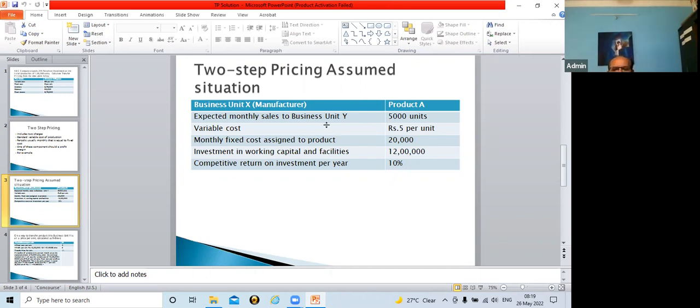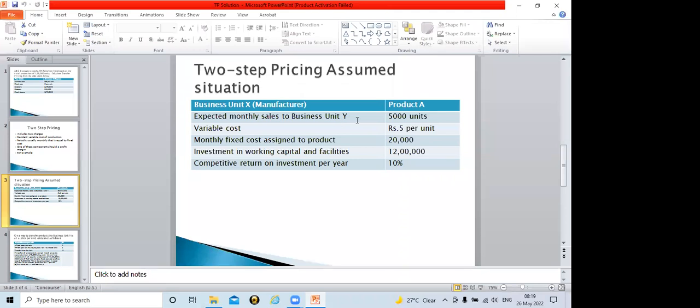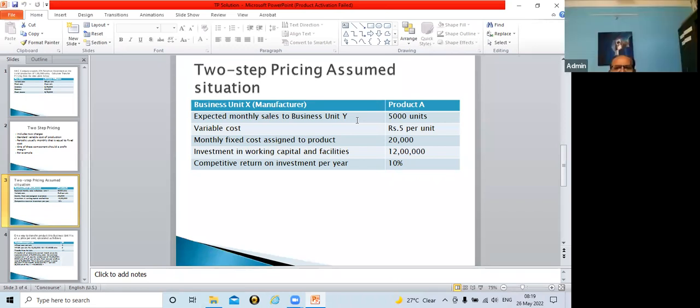How many units are they selling to unit Y? 5,000 units, correct. You have to share your response with me, then I will understand that you are getting it. Otherwise, if the same kind of case is asked in the examination, you should not have a problem. You should be able to solve. For that purpose, I am waiting for a response from you.